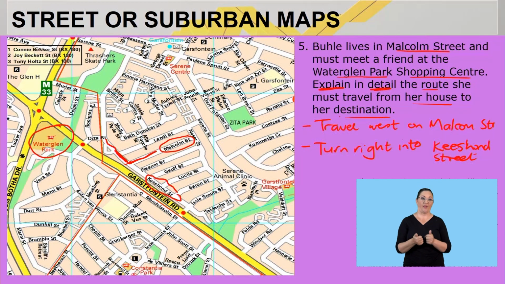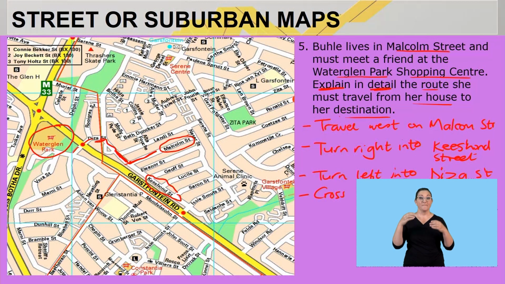Then she'll turn left here. So I will say turn left into, we can see that is Deza Street, right? Left into Deza Street. What will happen now? Once in Deza Street, she will cross the highway. Cross the highway. So I'll indicate cross, not the highway, the main road. Cross, and that road is Garsfontein Road, right?